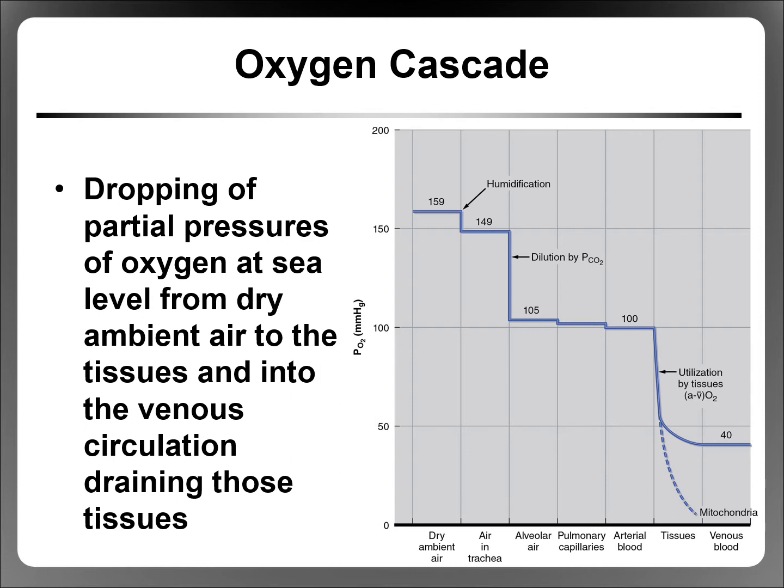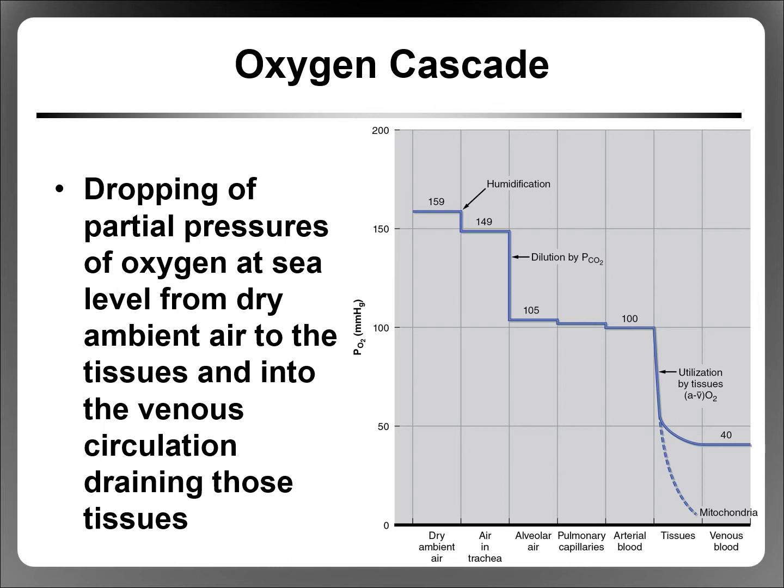Another thing we need to be concerned with when we talk about the perfusion and exchange of oxygen and CO2 is something called an oxygen cascade. An oxygen cascade is the dropping off of our partial pressures of oxygen at sea level from dry ambient air to the tissues and then to venous circulation, draining those tissues. So every time we interact with a certain level of tissue, we're going to start losing oxygen.